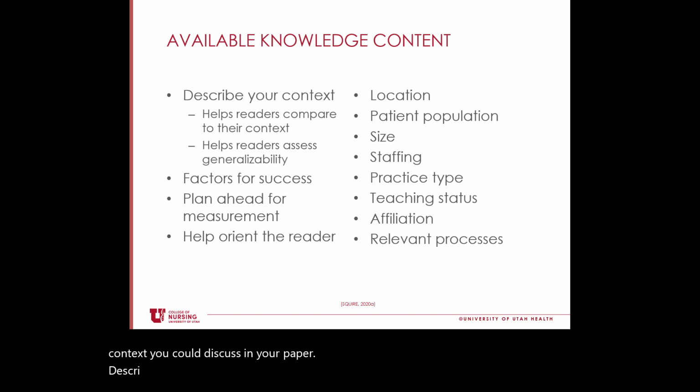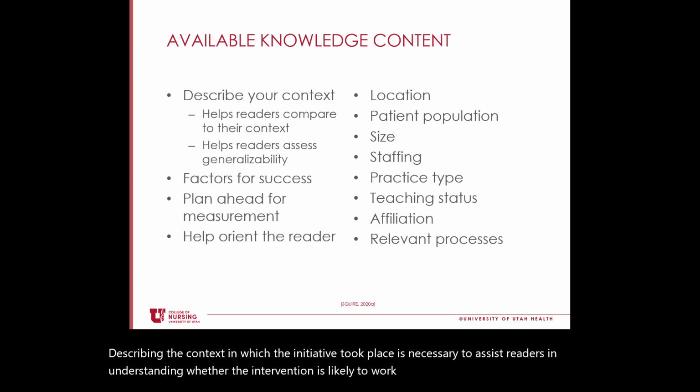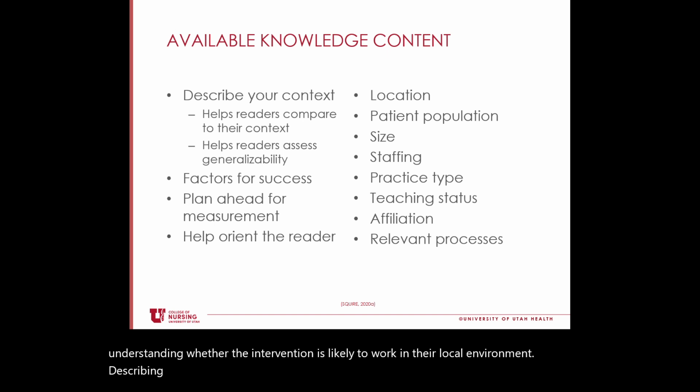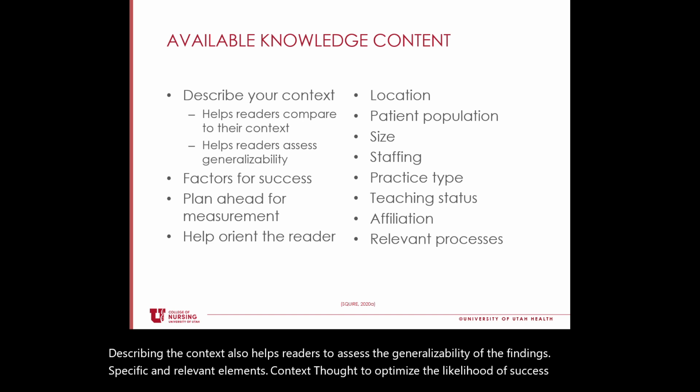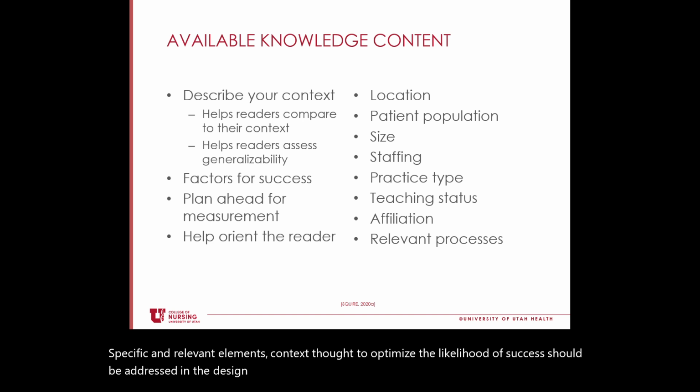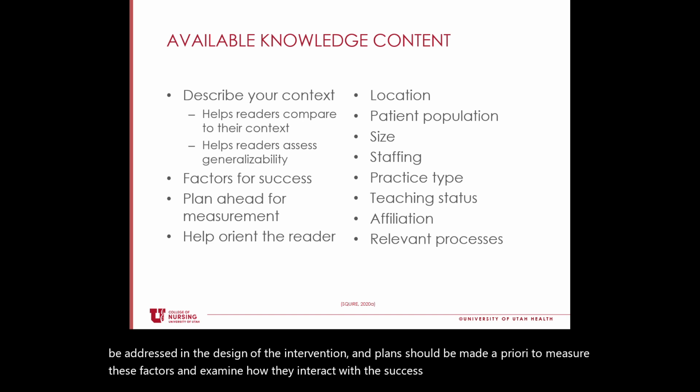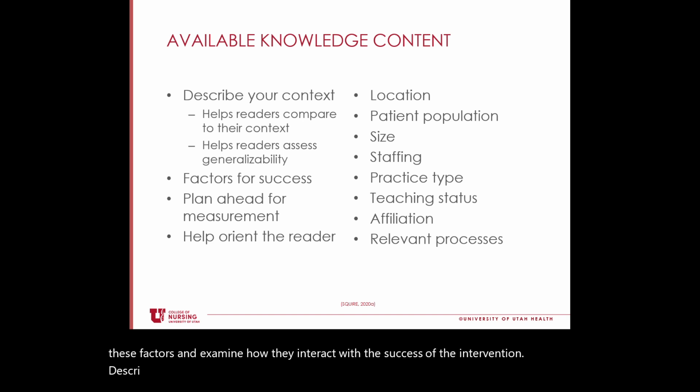Describing the context in which the initiative took place is necessary to assist readers in understanding whether the intervention is likely to work in their local environment. Describing the context also helps readers to assess the generalizability of the findings. Specific and relevant elements of context thought to optimize the likelihood of success should be addressed in the design of the intervention, and plans should be made a priori to measure these factors and examine how they interact with the success of the intervention. Describing the context within the methods section orients the reader to where the initiative occurred.